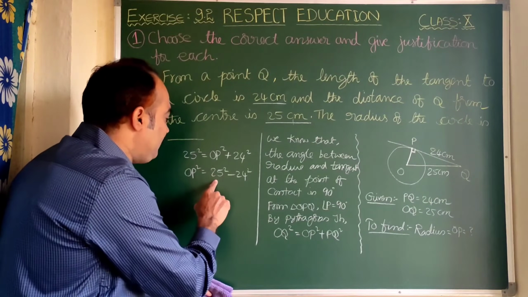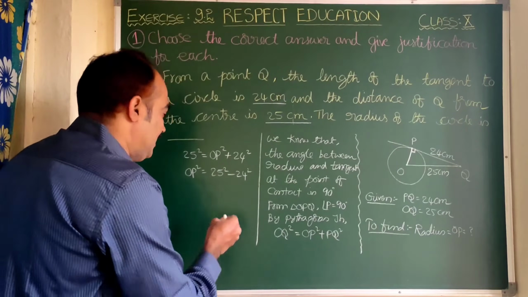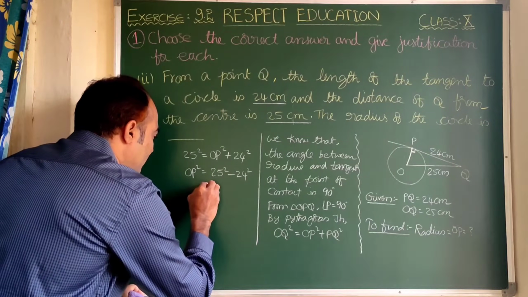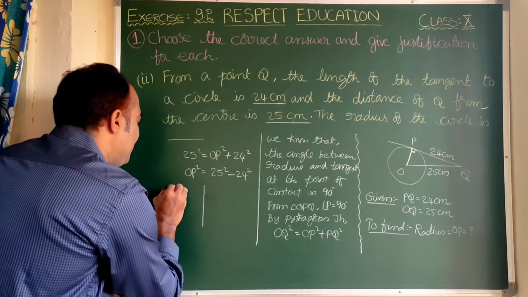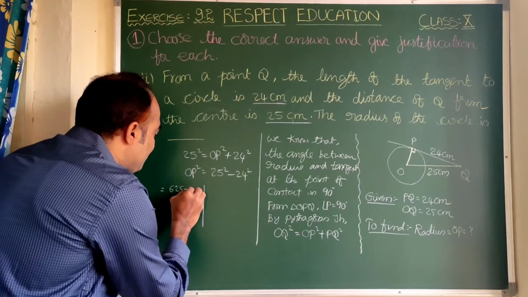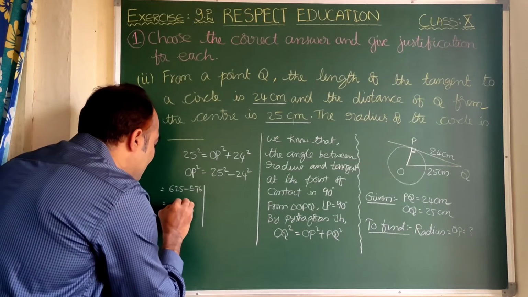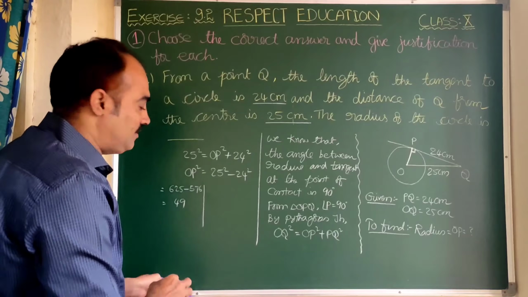First way is 25 square is 625, 24 square is 576. So here when you subtract this you will get 49. This is one of the ways.